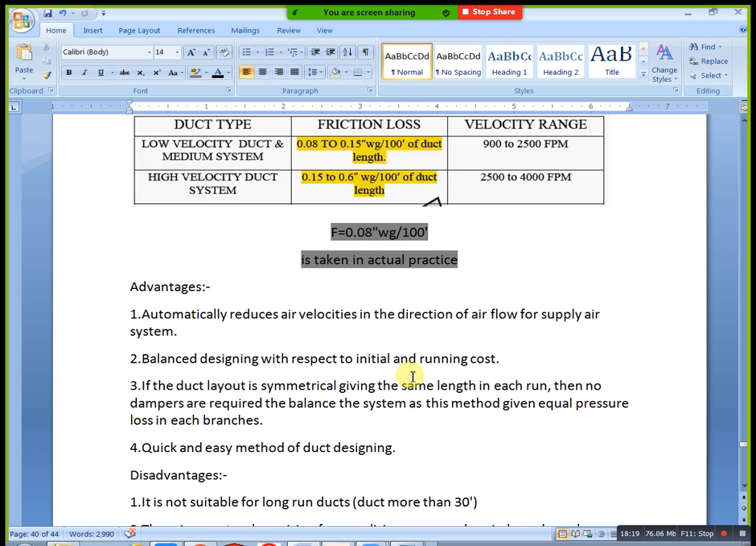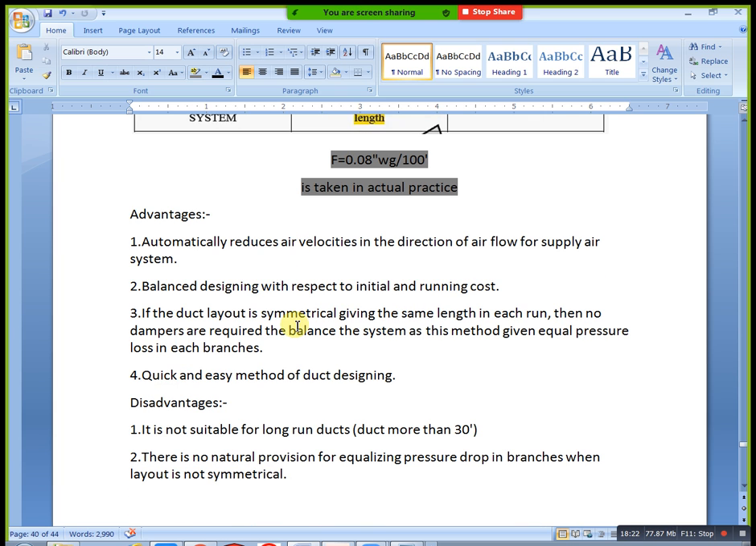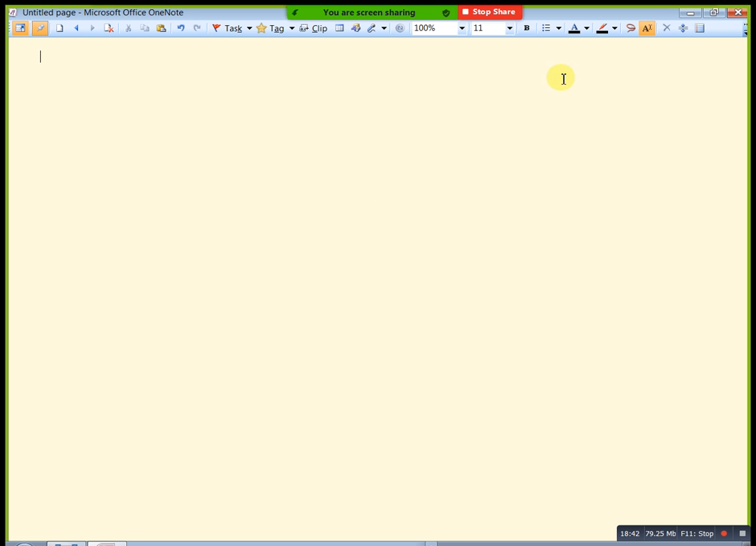If the duct layout is symmetrical, giving the same length in each run, then no dampers are required to balance the system, as this method gives equal pressure loss in each branch. For example, this is my machine, and my ducting goes like this, both sides like this. In this method we consider this as a split bend or Y bend, Y type.